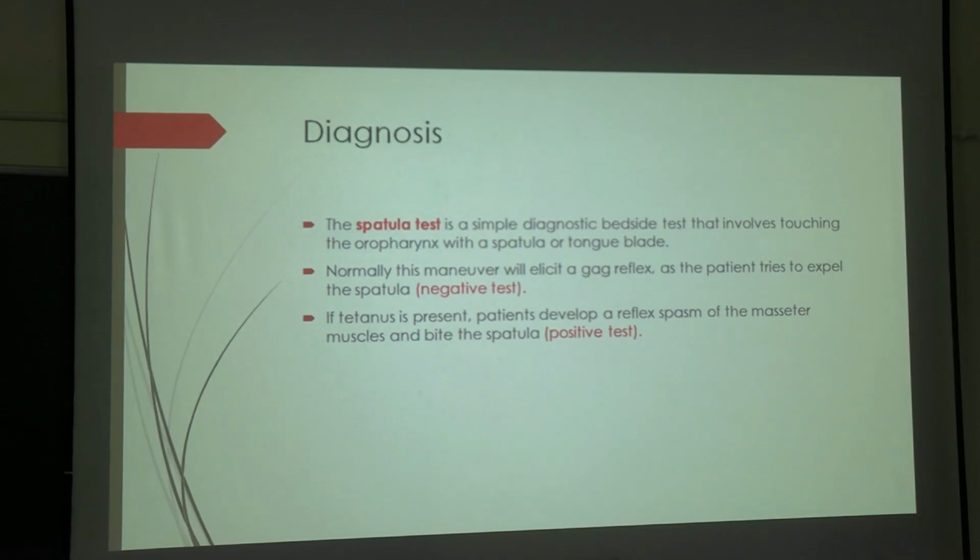Now, how can you diagnose? Again, tetanus is a clinical diagnosis. You have to diagnose clinically. Only one test you can do, which is very specific for tetanus. It is called the spatula test. We do many other things with a spatula, but the term spatula test is reserved for tetanus.